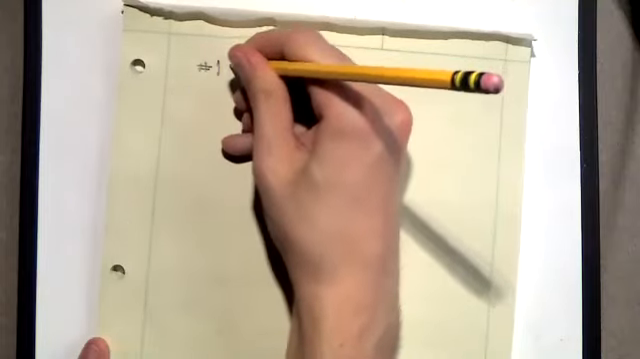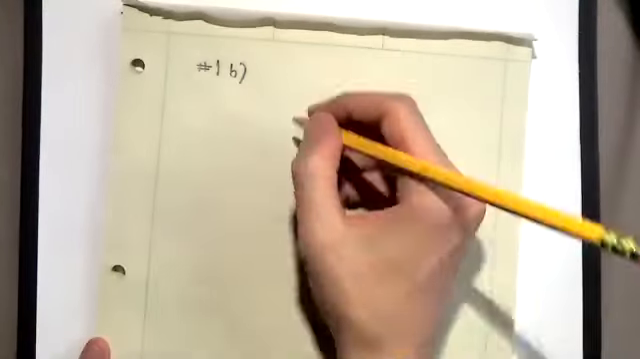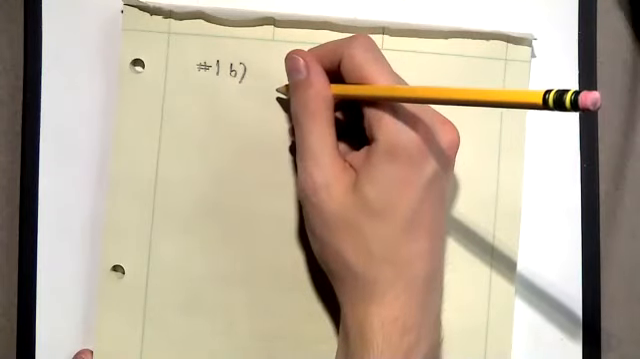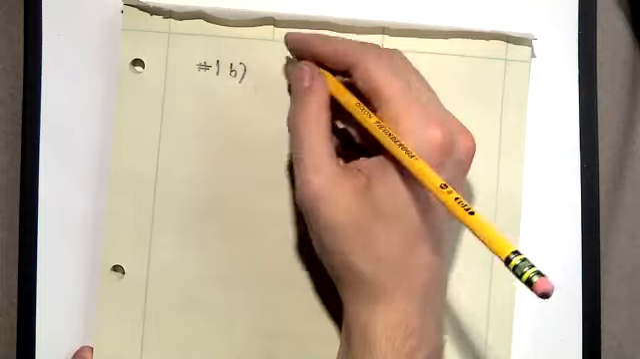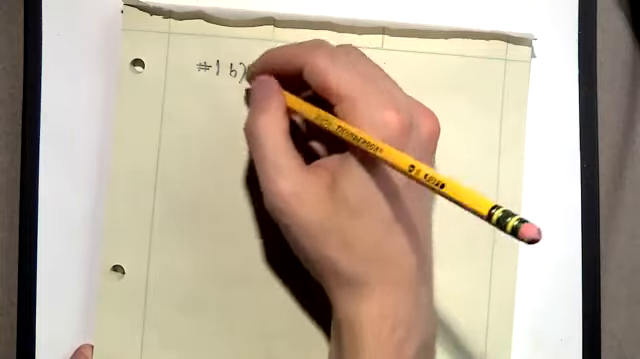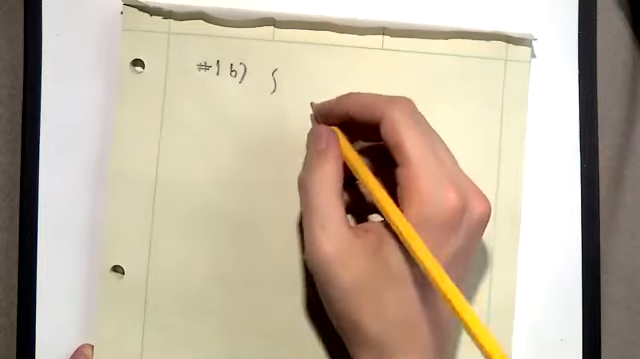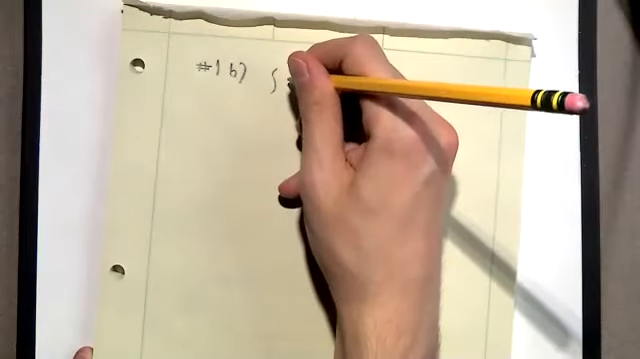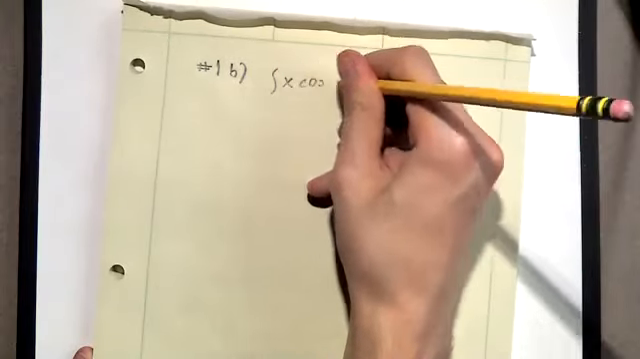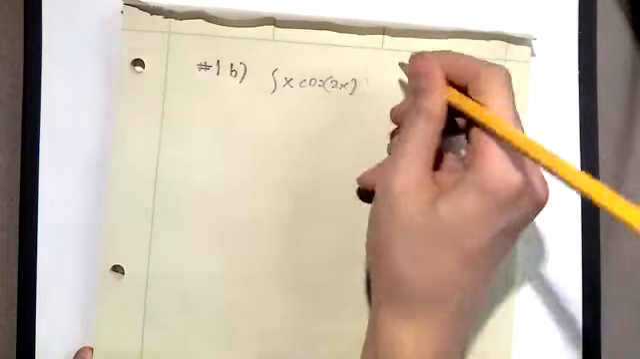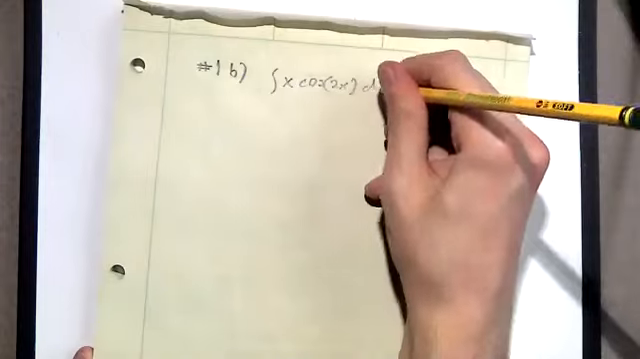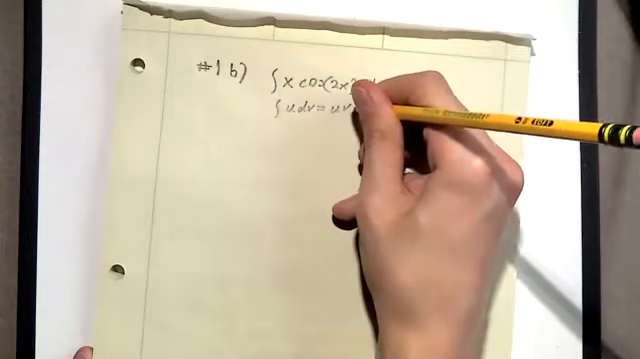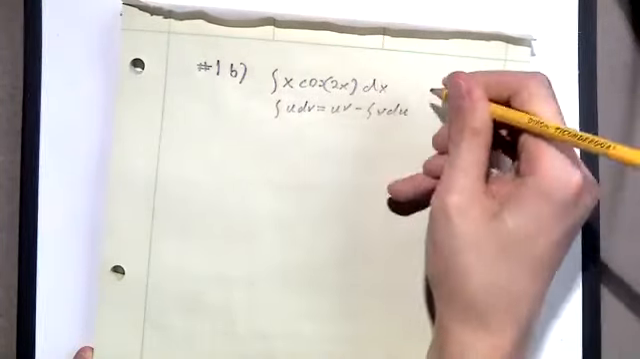Okay, number 1b, because I forgot to do number 1b. So this, another indefinite integral, is going to be integration by parts. I think that's what it's called. I always forget vocab. I just know what to do at the time. So we got x cosine of 2x. In this case, we have to use our formula: integral of u dv is equal to uv minus integral v du.